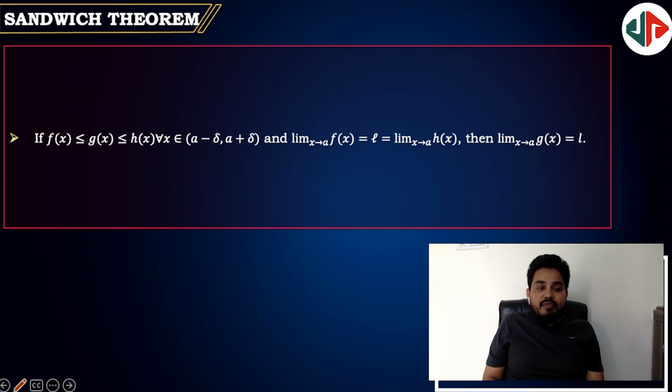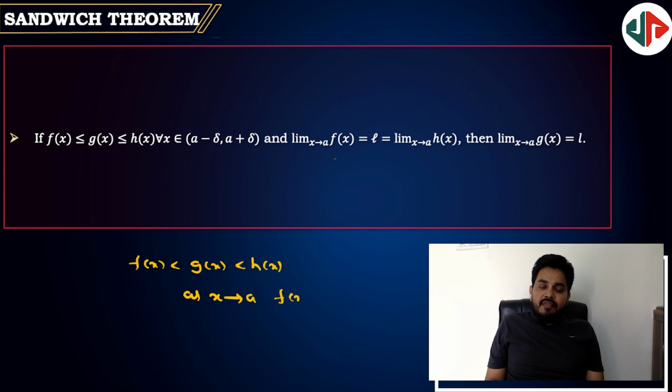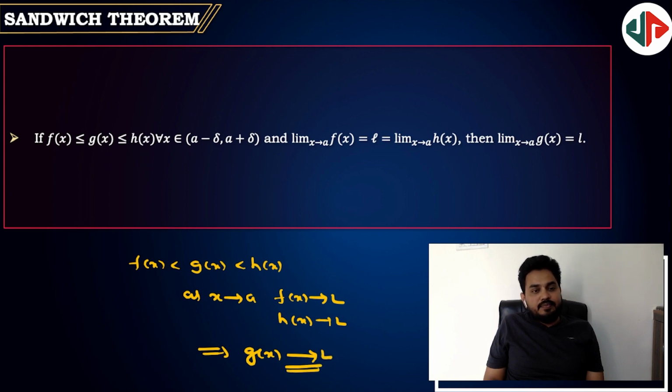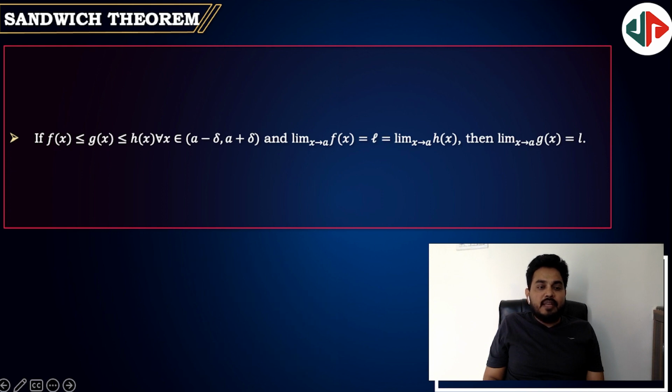So mainly what we use is f of x is less than g of x is less than h of x. As x tends to a, f of x tends to L, h of x tends to L, automatically g of x also will tend to L only. Okay.